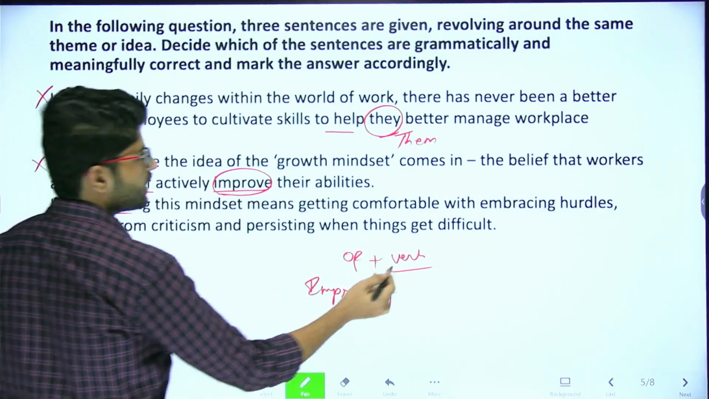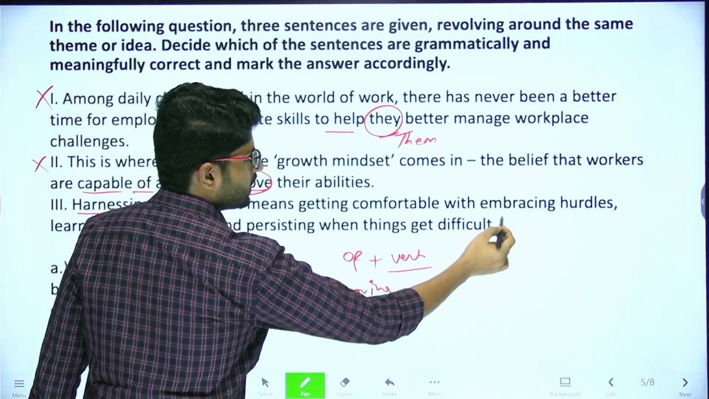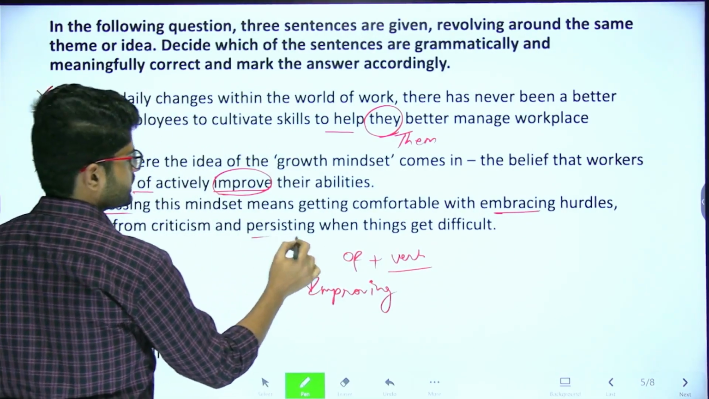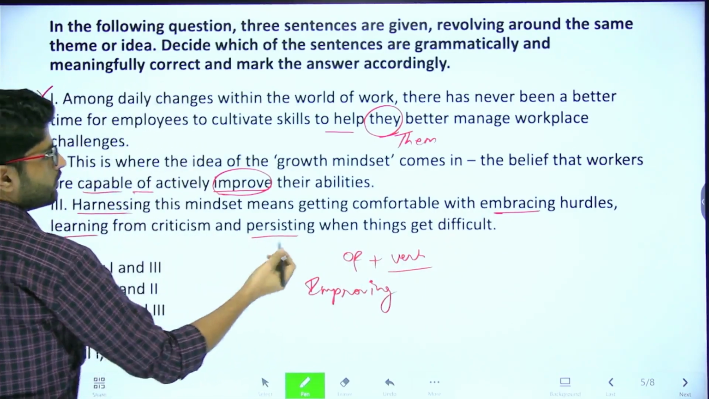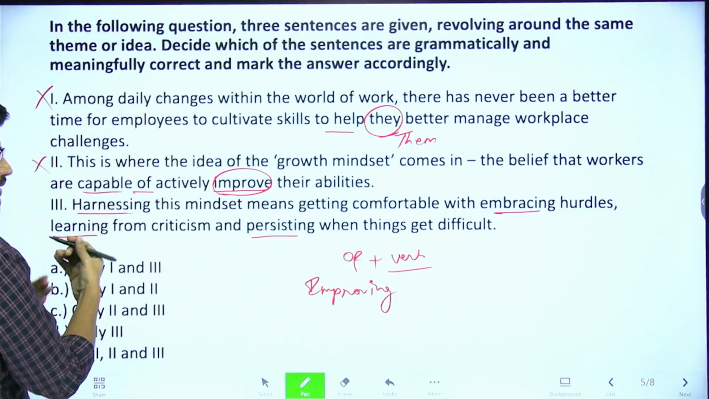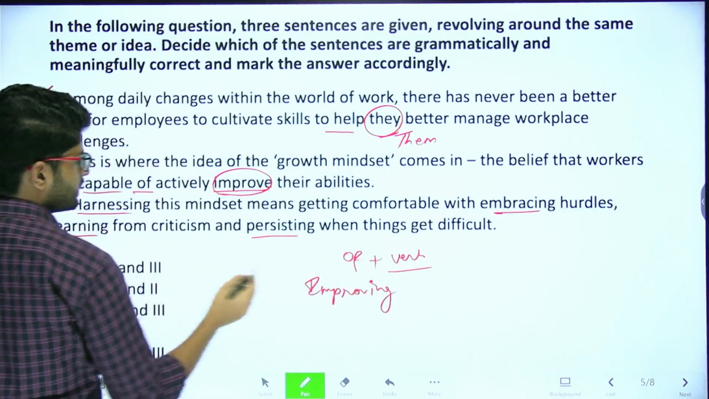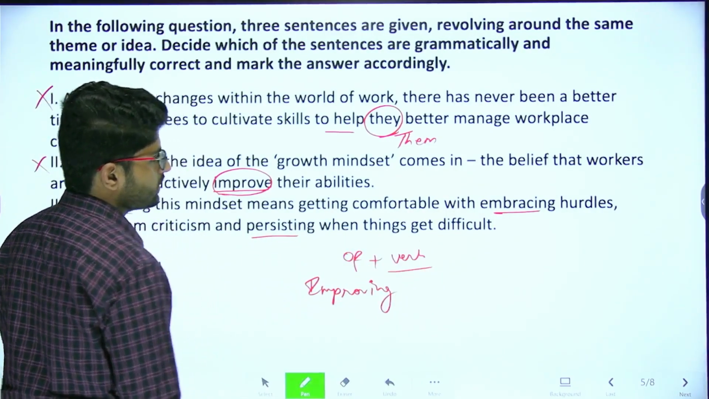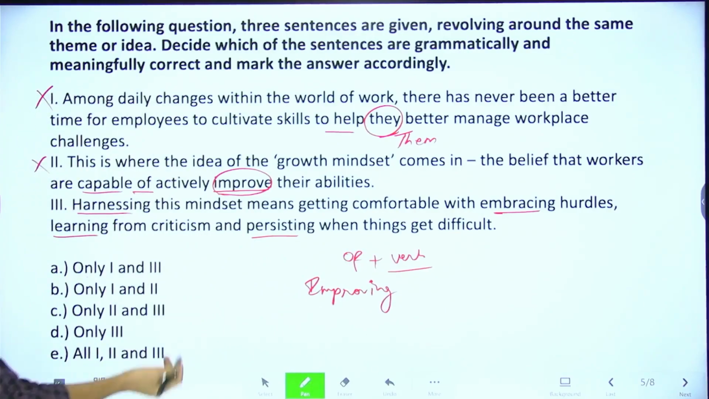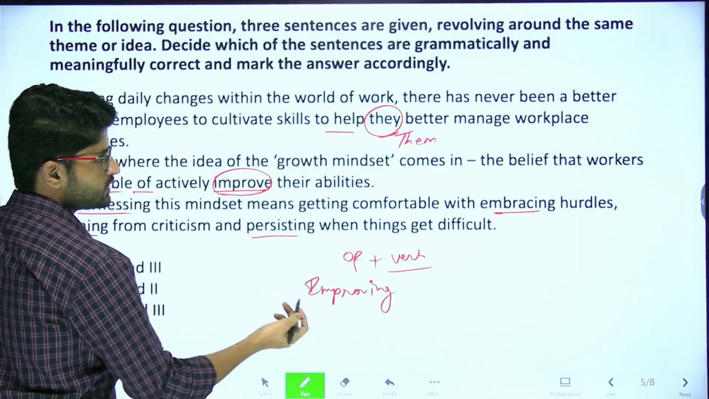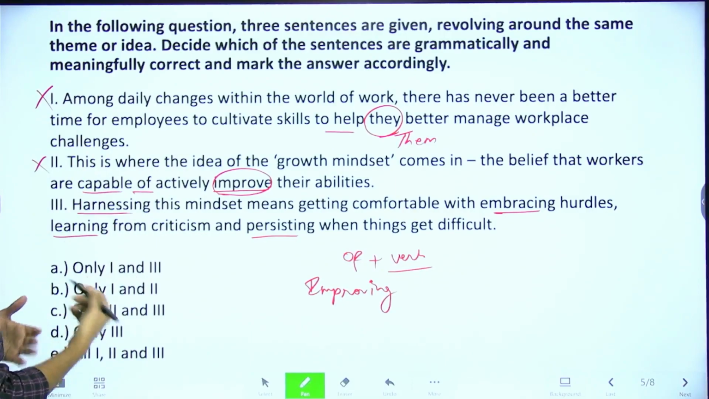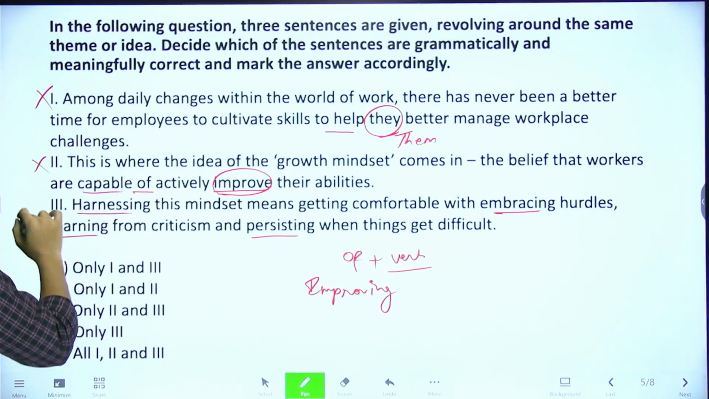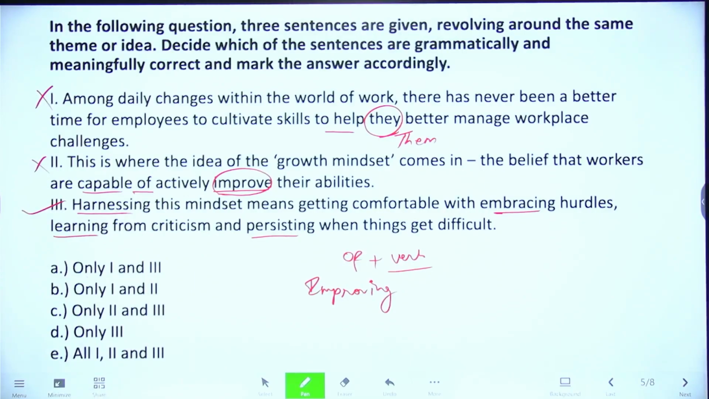तो यहाँ पर यहाँ देखो, embracing, learning and persisting, they should be parallel in form. A list of things has been given, क्या क्या? Embracing hurdles, learning from criticism and persisting when things get difficult. तो ये correct है। अगर इसमें यहाँ पे persisting की जगह persist होता या learning की जगह learn या learned होता, it would have been incorrect. पर यहाँ पर this sentence is correct. So the answer should be D.